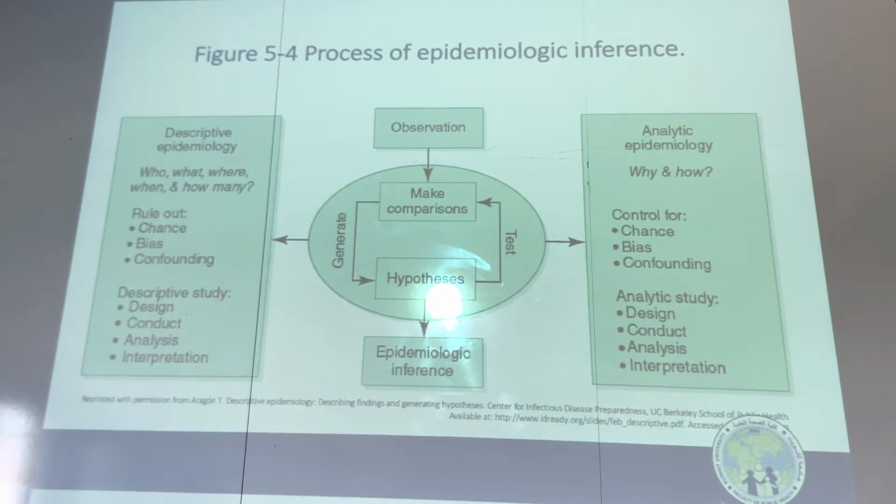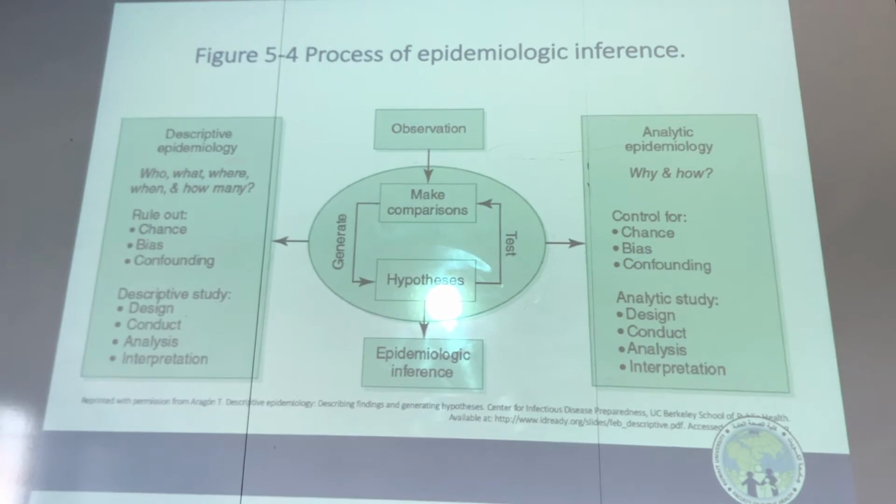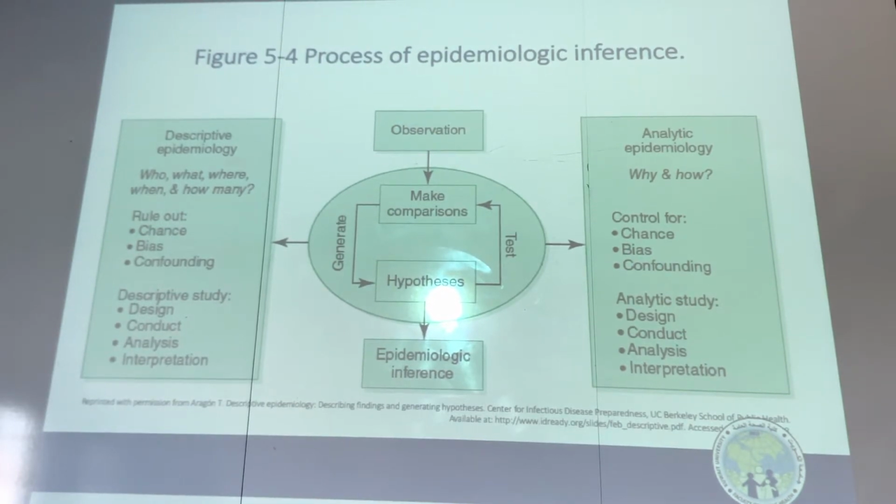And then rule out chance, bias, confounding. Descriptive epidemiology, of course, here we have design, we conduct analysis, interpretation. So we design, we conduct the study, we collect the information, we do statistical analysis, and then we start to think about interpretation. What does that mean?